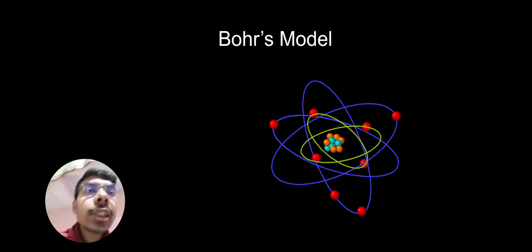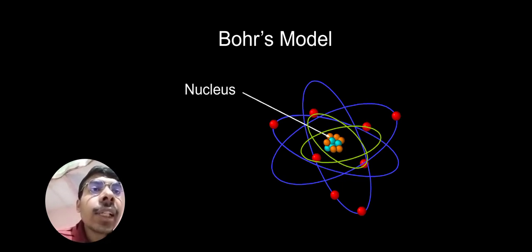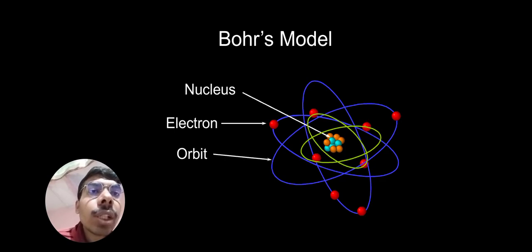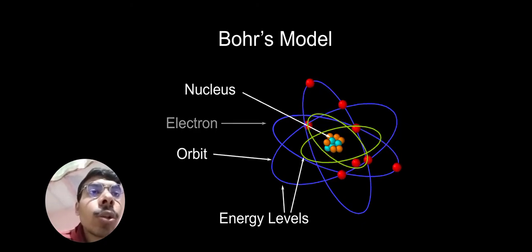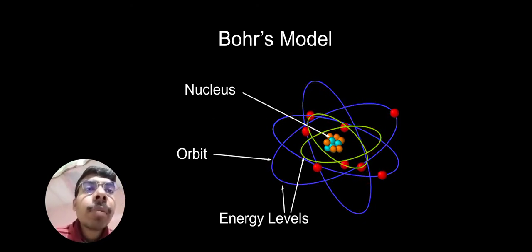Next, let us discuss this Bohr model of an atom. The center has the nucleus with orange and blue particles. These red ones are the electrons. The blue rings can be defined as orbits with specific energy, and these can be called various energy levels. Their rotation can be explained by these moving balls.